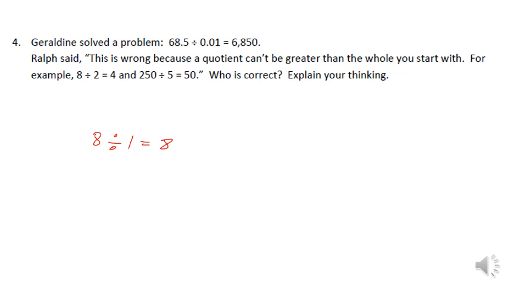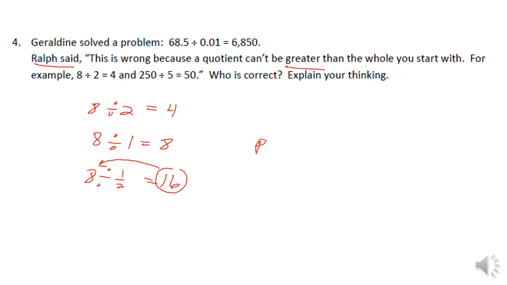Now, this disproves this right here. You can't be greater than a whole number. Well, it's not greater. This one here is equal to. So if I go 8 divided by 2, I know this is going to be 4. So far, what Ralph said is correct. But when we come down here and go 8 divided by, let's say, 1/2, we know 8 divided by 1/2 is equal to 16. So our quotient ended up being greater than this.